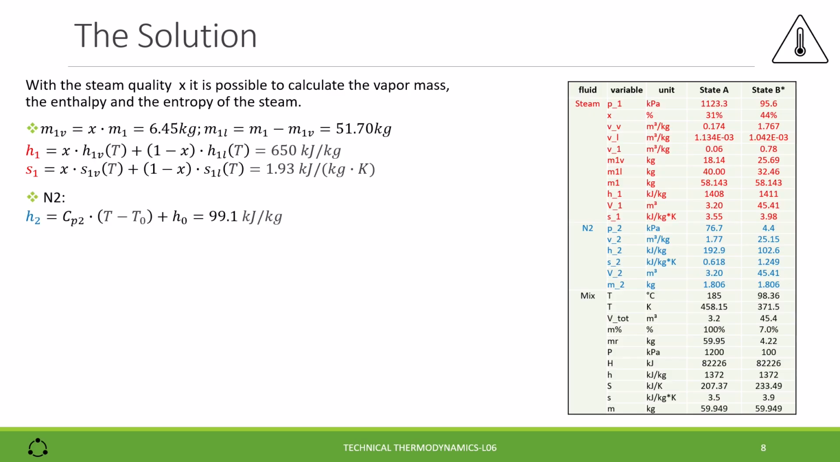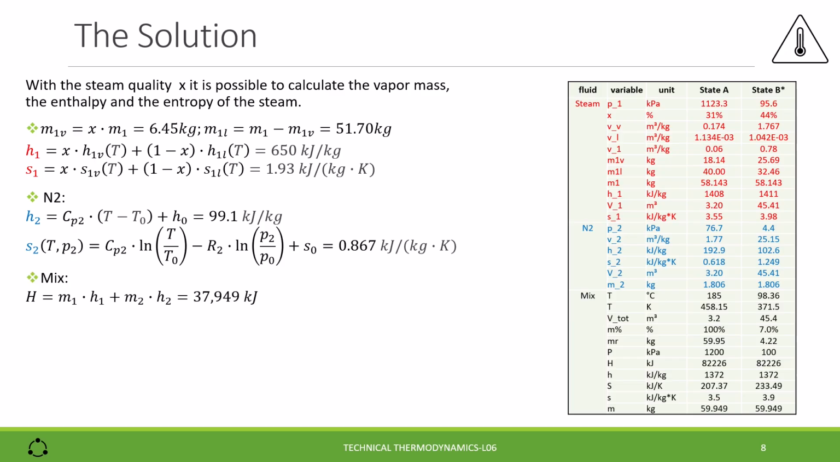For the nitrogen, we calculate the enthalpy, that is a function of the temperature only, and the entropy, that is a function of temperature and pressure. For the mix, we calculate the total enthalpy as sum product of the masses and the specific enthalpies. In the same way, we calculate the total entropy.